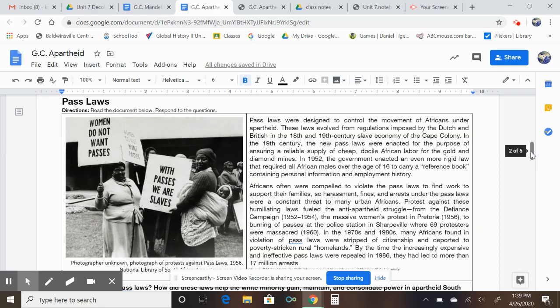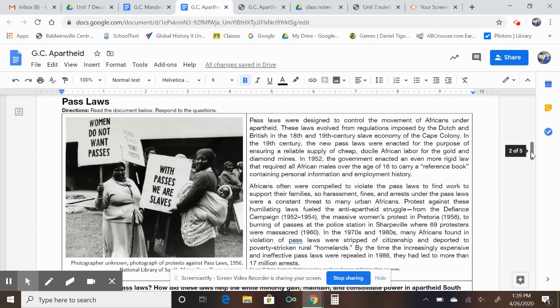These laws evolved from regulations imposed by the Dutch and British in the 18th and 19th century slave economy of the Cape Colony. In the 19th century, the new pass laws were enacted for the purpose of ensuring a reliable supply of cheap, docile African labor for the gold and diamond mines. In 1952, the government enacted an even more rigid law that required all African males over the age of 16 to carry a reference book containing personal information and employment history.